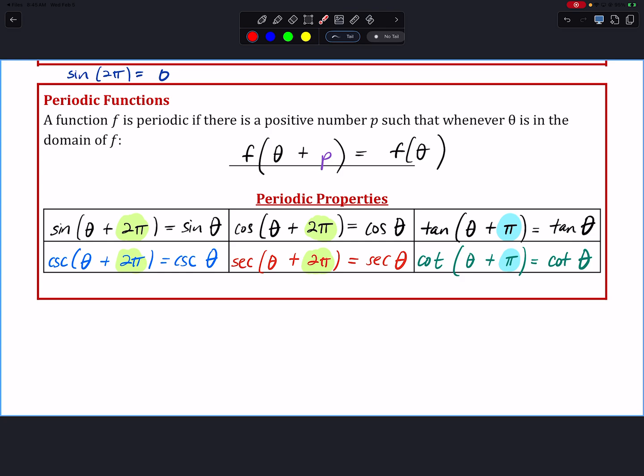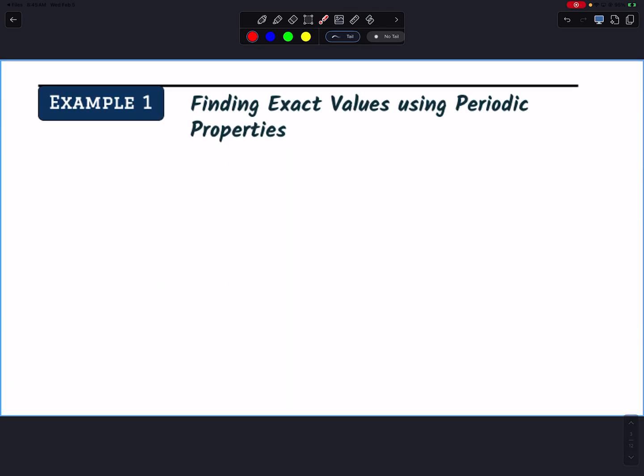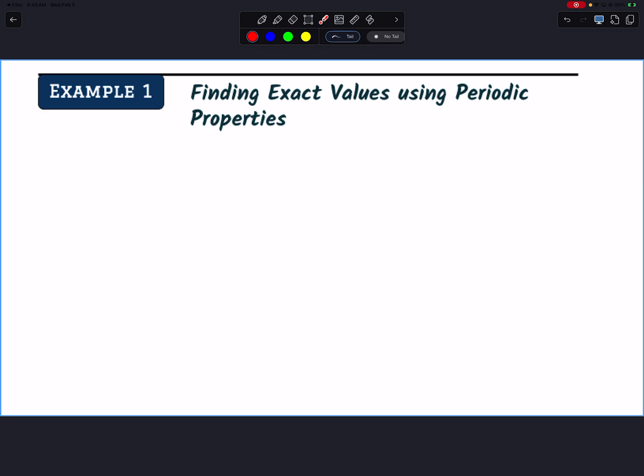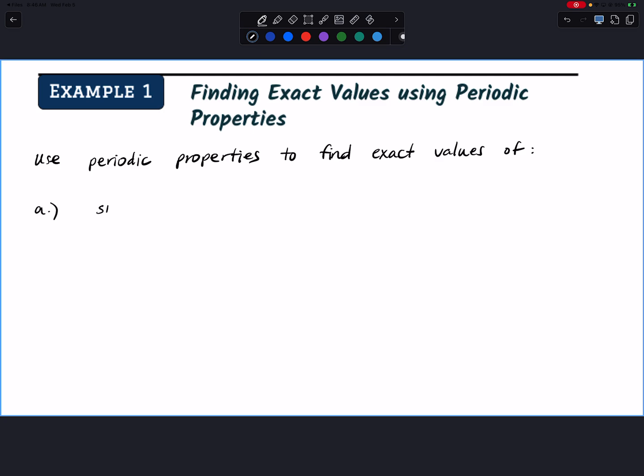Okay, so let's do some problems. Example 1. Use periodic properties to find the exact values of: I want us to find the sine of 17 pi over 4.